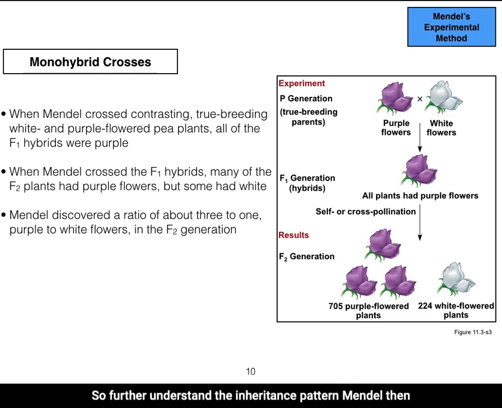To further understand the inheritance pattern, Mendel then crossed, or self-pollinated, the F1 hybrids to form the F2 offspring. Some of these F2 offspring had purple flowers and some had white. Specifically, 705 plants had purple flowers and 224 plants had white flowers. And when you reduce these numbers to the ratio of purple to white flowers, it's about 3:1 in the F2 generation.